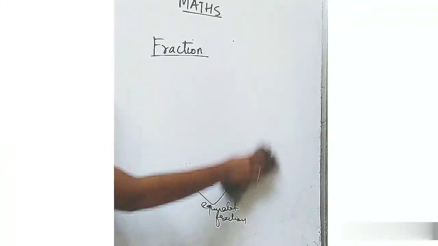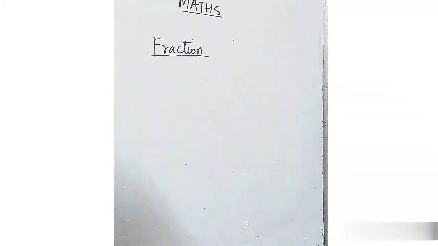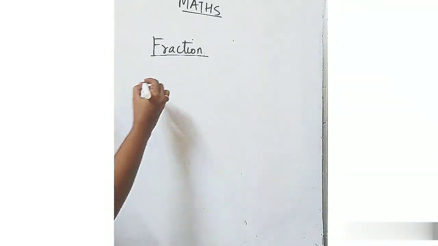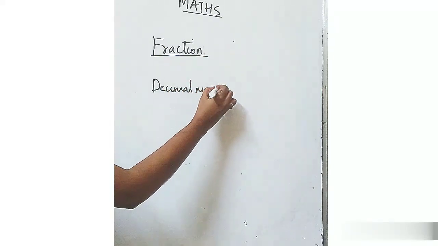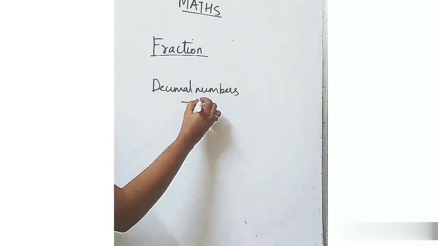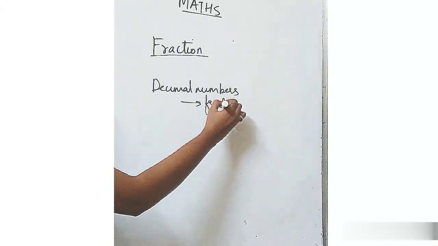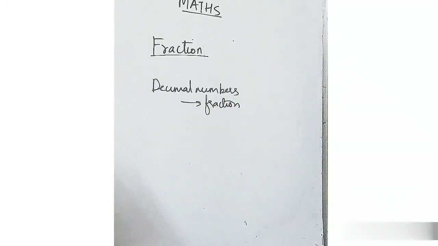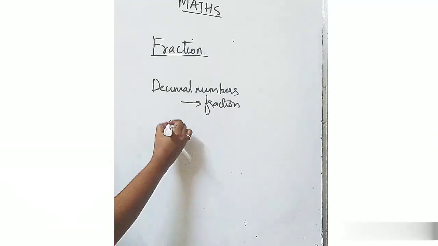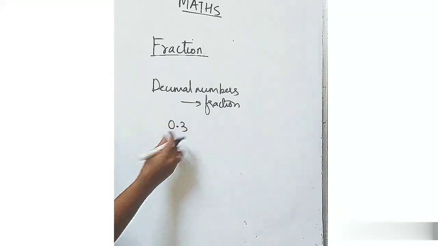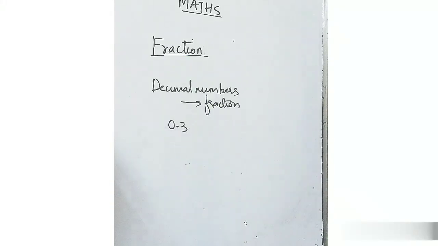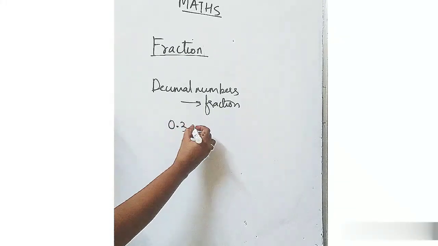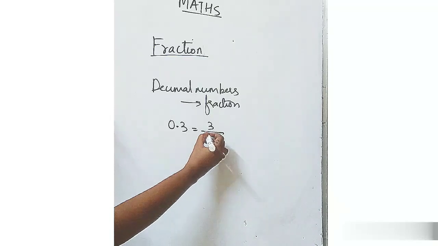Now the first thing we are going to do is change decimal numbers to fractions. So how will we do it? Take a simple number, 0.3. After the point, how many digits do we have? Only one digit. So you put 3 here, and in the denominator you put 1.